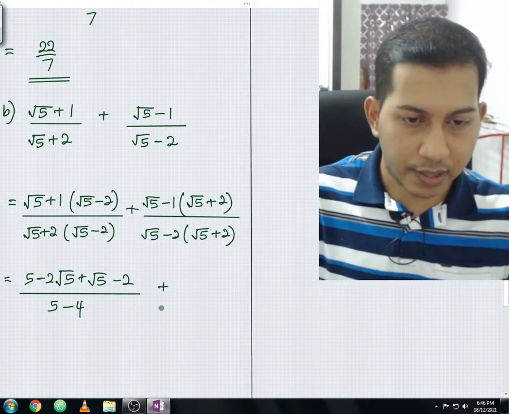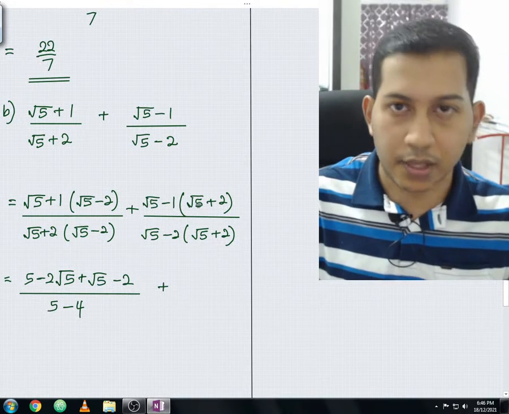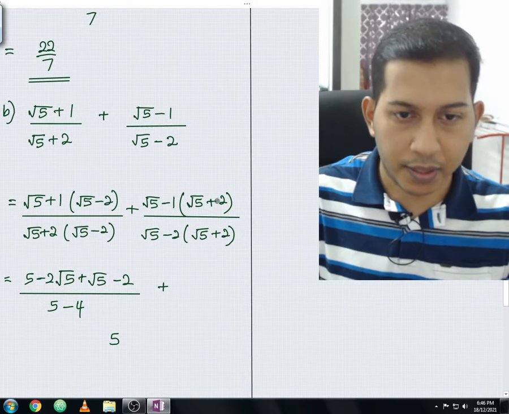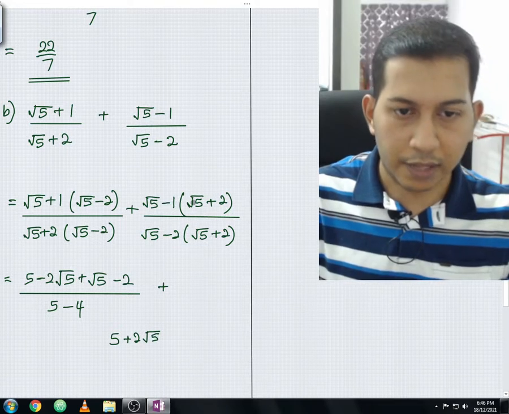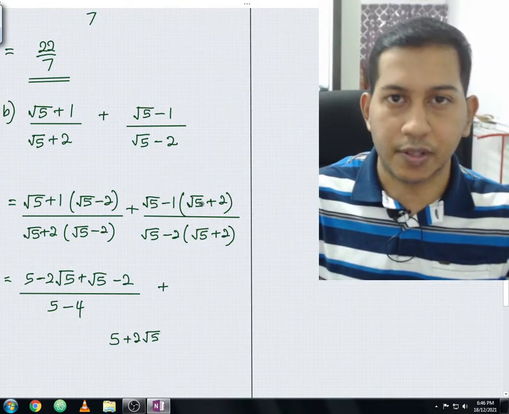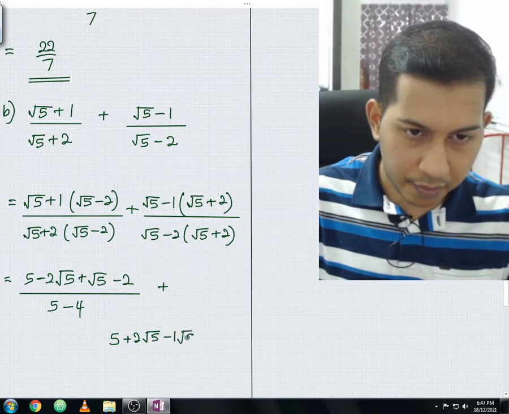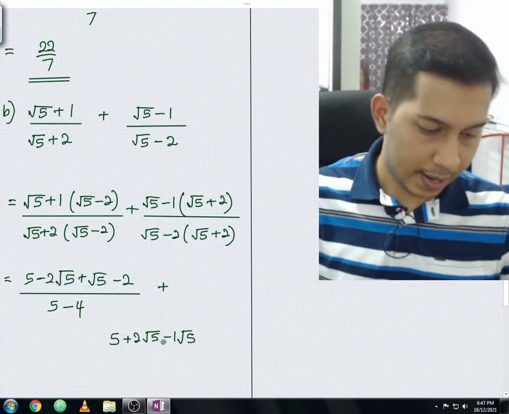Okay, for the second fraction I think I'll continue over here. So surd 5 times with surd 5 you get is 5. So surd 5 times with 2 you get is 2 surd 5. Negative 1 times with surd 5 you get is negative 1 surd 5. Negative 1 times with 2 you should get is negative 2.